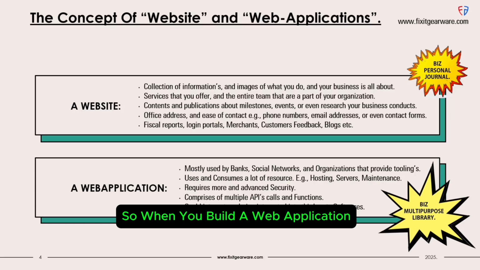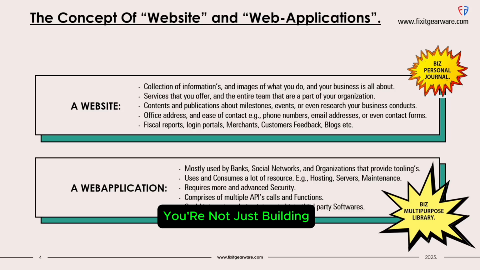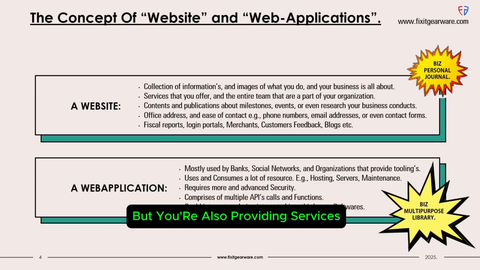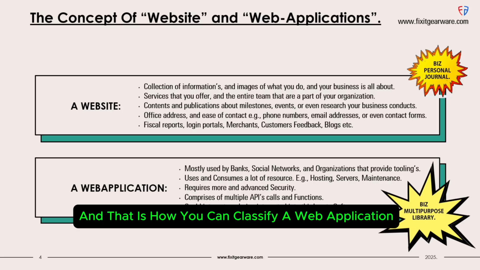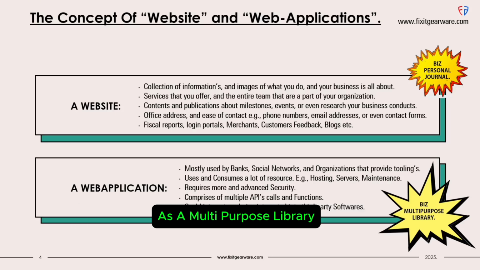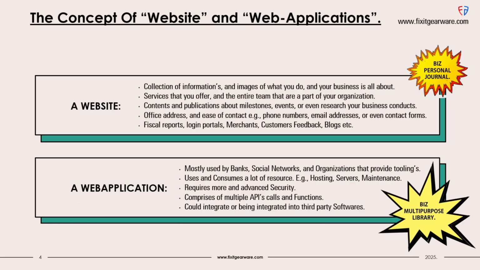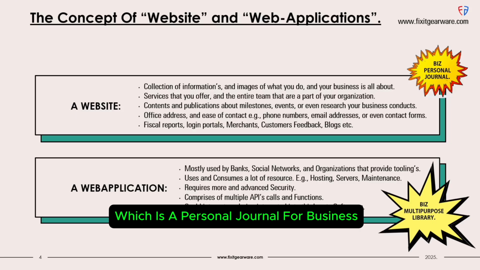So when you build a web application, you're not just building to talk about your organization, but you're also providing services on that same web application, which comprises various users from different geo-locations. And that is how you can classify a web application as a multi-purpose library when compared to a website, which is a personal journal for business.